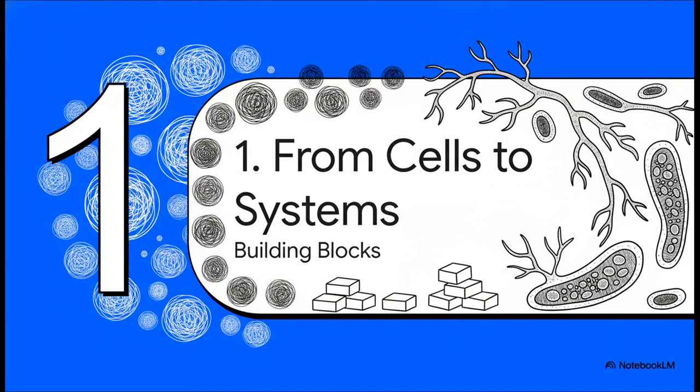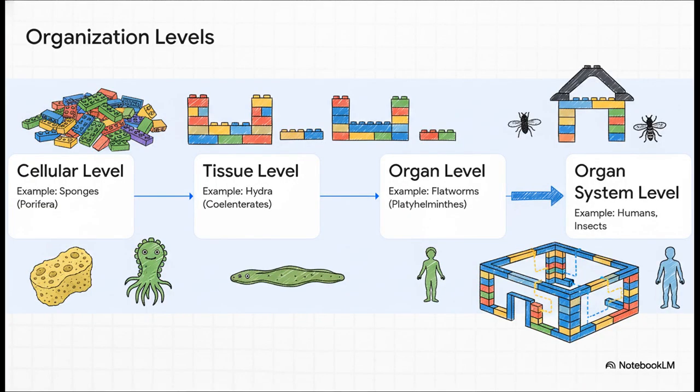Okay, so our blueprint has to start at the most fundamental level, right? We're going from cells to systems, looking at the absolute basic building blocks of every single animal out there. Think of it like you're building with Legos. You could just have a loose pile of bricks. That's the cellular level, kind of like what you see in sponges. Or you could start grouping similar bricks together to form walls. That's the tissue level, like in a hydra. Then you can combine those walls to make a room, which is the organ level, like in flatworms. And finally, you connect all the rooms with hallways and wiring to create a fully functioning house. And that's the organ system level, the complex design used by pretty much everything from insects to us.